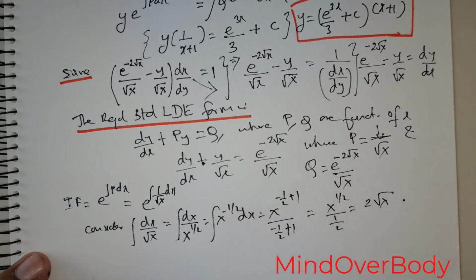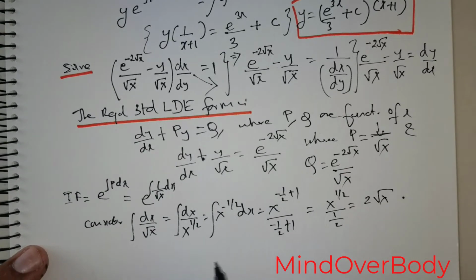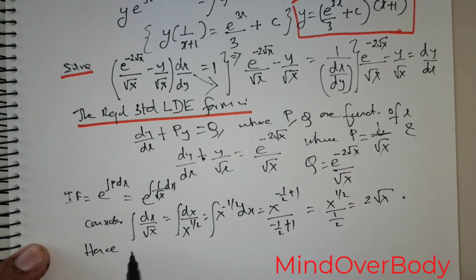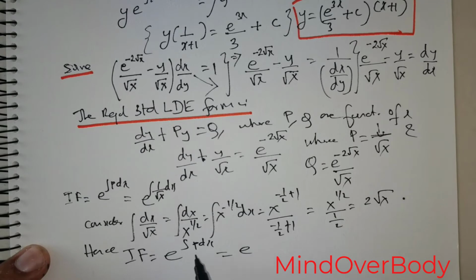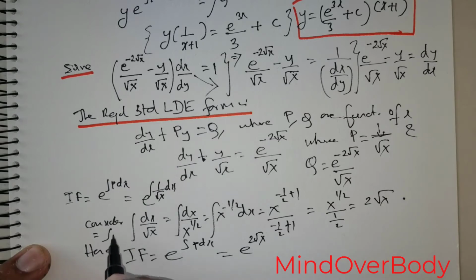Of course, there is a positive constant c. I don't have to specify it right now. So hence the integrating factor is e raised to the power of integral p dx, which is equal to, in place of integral p dx, I will have to specify 2 times root of x. Probably I will just say consider integral p dx. Okay.